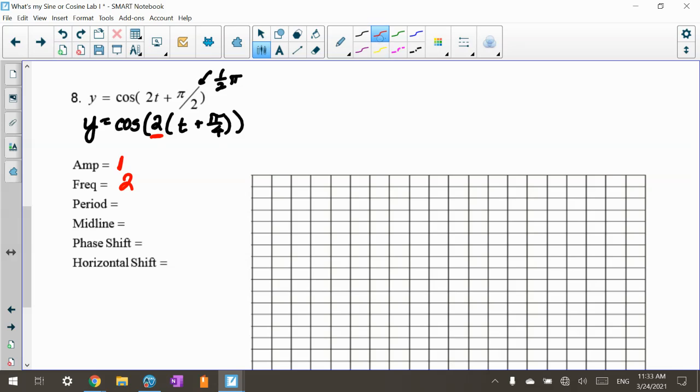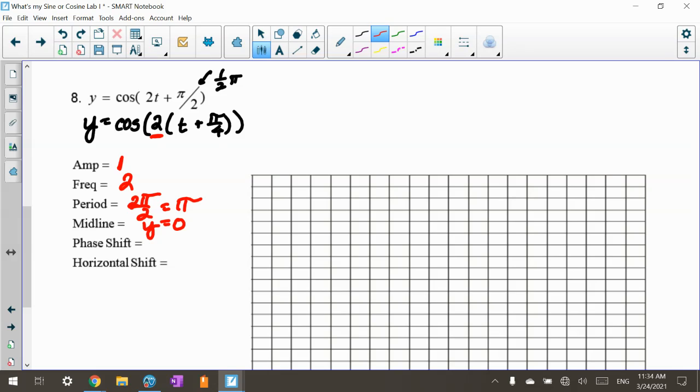Now my period is 2 pi over my frequency, so it's going to be 2 pi over 2, or pi, so that's my period. My midline, there's nothing added or subtracted on the outside, so it's y equals 0. Okay, so now that is normal except for the factoring out. What I want you to do now is talk about phase shift and horizontal shift.